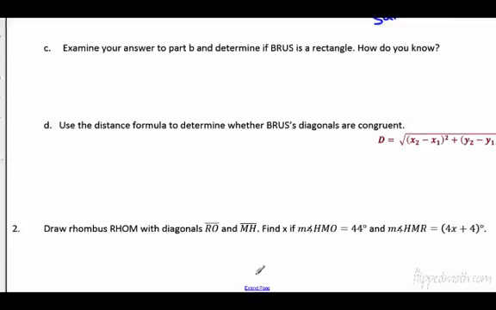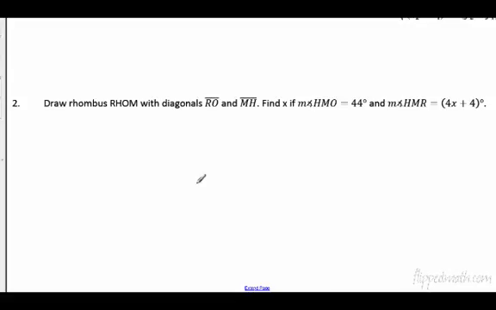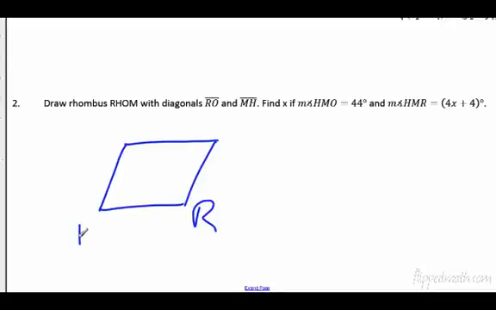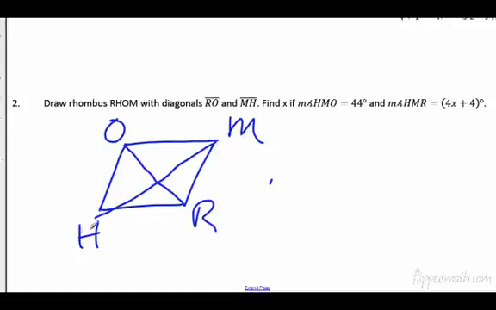All right, number 2 here. Draw rhombus ROHM with diagonals. Hold on a second. Remember, you've got to go around in order. So let me draw a rhombus. Let me see. I know what I'm doing here. So R, O, H, M. Okay, you can start anywhere, but you've got to go around the circle. All right, with diagonals RH and MO.